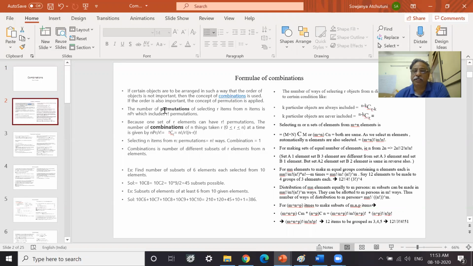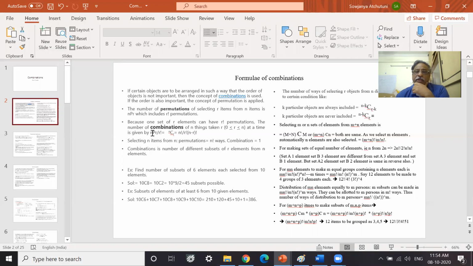We have seen earlier in permutation, selecting r items from n items is nPr, which includes r factorial permutations. So from this itself we know r factorial permutations lead to one combination. So it is divided by r factorial. nPr by r factorial is the number of combinations of selecting r elements from n elements. So this r factorial permutations will be reduced to one combination.